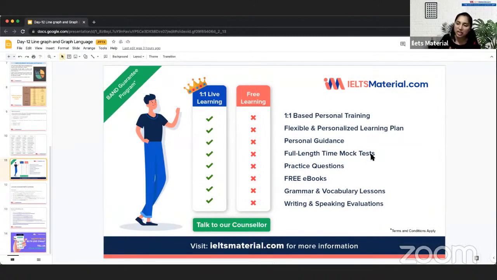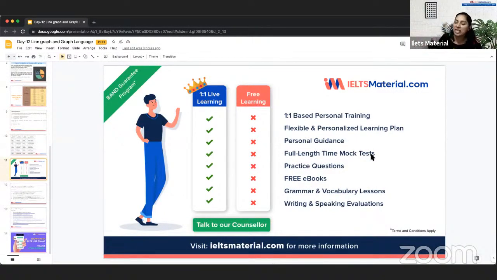When you join the sessions, initially you will be given a diagnostic test. You attend that test and you will get a report card showing where you are standing at the initial stage. Are you standing at 5 bands? 6 bands? And then slowly and steadily after completing the sessions and appearing for different mock tests, you will get report cards every time. When you notice those report cards, you will be able to see the progression. The progression means the progress that you are making with each and every report card.